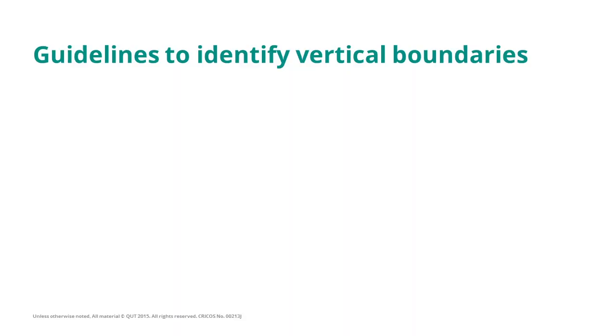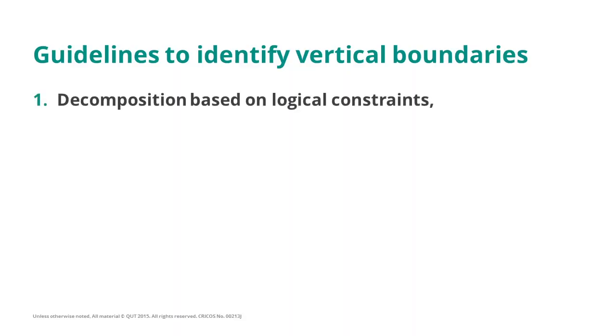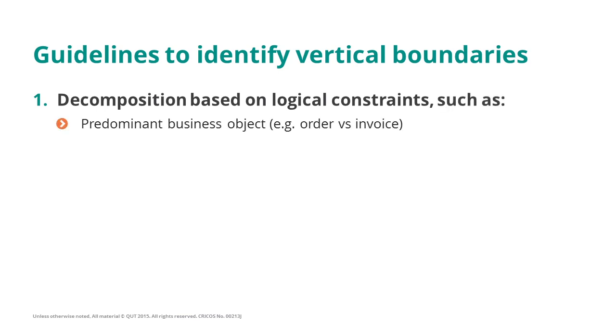So there are certain guidelines that we can use to identify vertical boundaries. The first one is to decompose a process into sub-processes based on logical constraints, for example, the predominant or key business object. Coming back to our order-to-cash example, within this process we have certain activities that refer to a different predominant or key business object, like the invoice or the goods. Hence, these are suggestions for identifying sub-processes like invoice handling and goods handling, respectively.